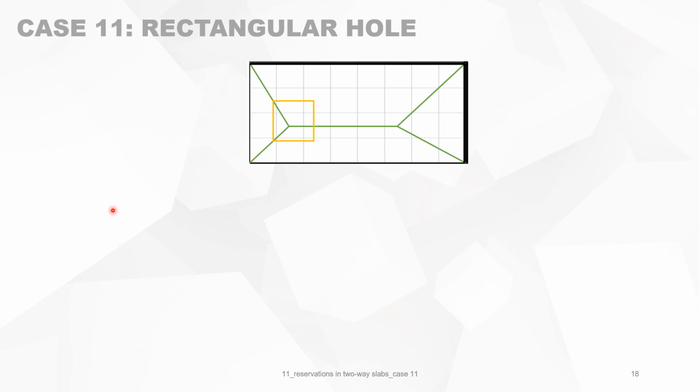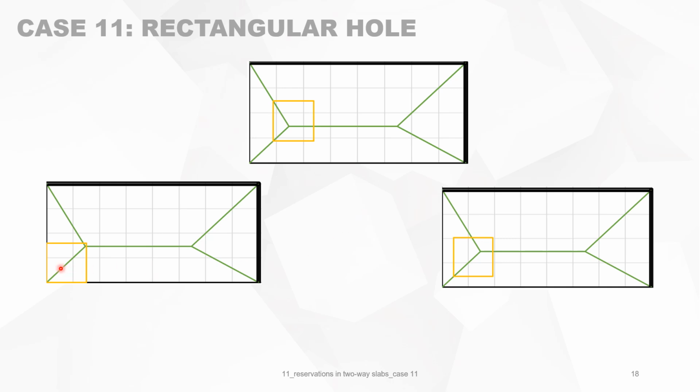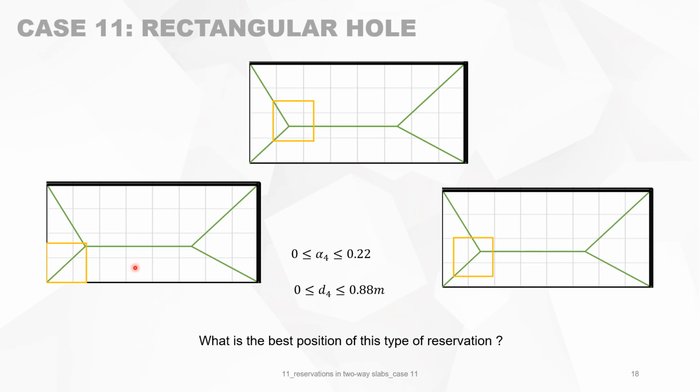To demonstrate how to use those types of formulas, I will give you an example. You have a rectangular slab with a case 11 reservation in it. This reservation moves from the bottom left corner up until a higher position. And we will ask ourselves, what is the best position of this rectangular hole? It can be a reservation for a ventilation shaft or something like that. So is there an optimum position, yes or no?